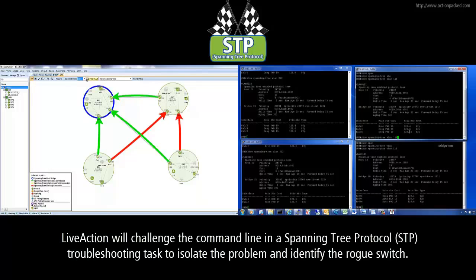LiveAction will challenge the command line in a spanning tree protocol troubleshooting task to isolate the problem and identify the rogue switch. Let the race begin.